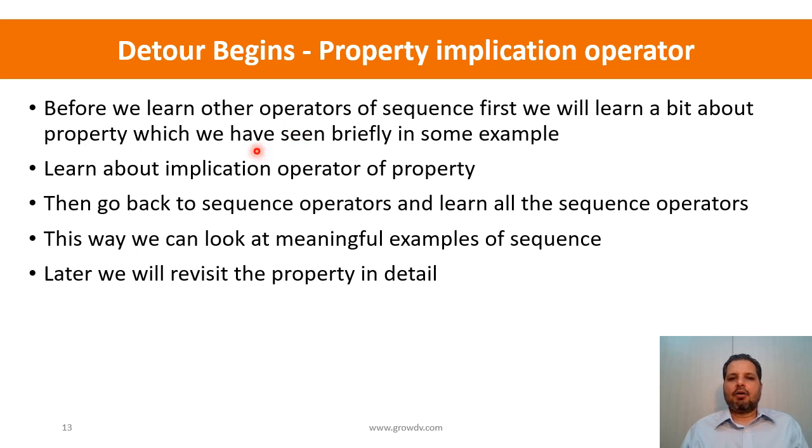Okay, so for the reason that a sequence directly used in the property doesn't yield meaningful results with assert, we will briefly take a small detour and learn a bit about property. I know we have seen it briefly, and we will mainly look at how the implication operator of property works. Then we'll come back to the sequence operators and learn all of them. The idea is that this way we will be able to showcase more meaningful examples of how to build sequences which are eventually used to compose the properties. And once we complete that, later in the third session about SystemVerilog assertions, we will revisit the property construct in detail.